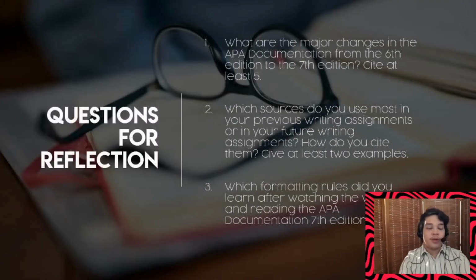So, for today, we have questions for reflection, which are: number one, what are the major changes in APA documentation from the 6th edition to the 7th edition? Cite at least five. Number two, which sources do you use most in your previous writing assignments or in your future writing assignments? How do you cite them? Give at least two examples. And number three, which formatting rules did you learn after watching the videos and reading the APA documentation 7th edition?